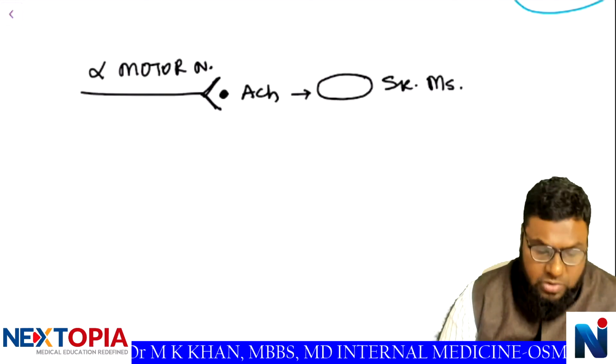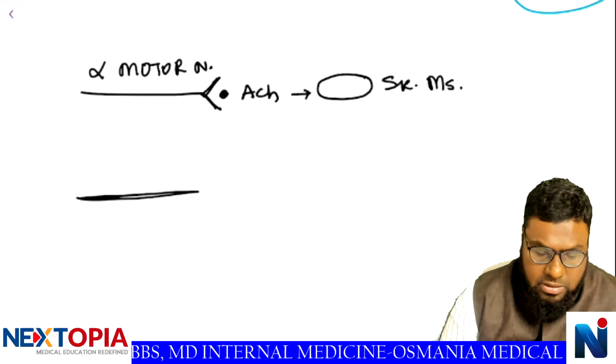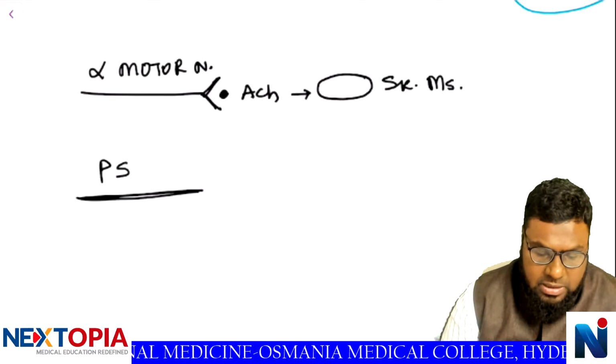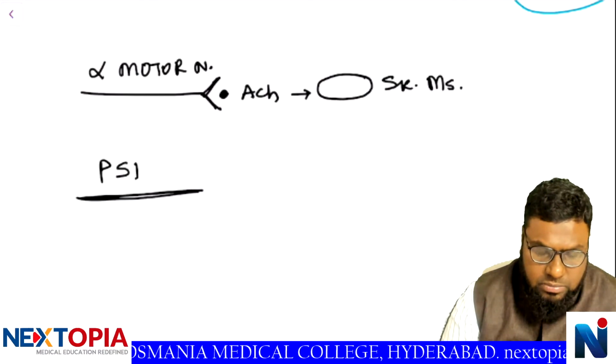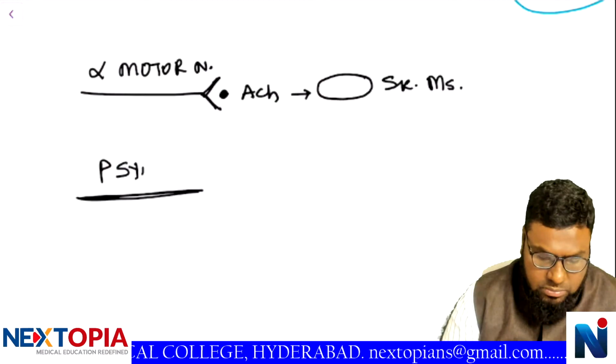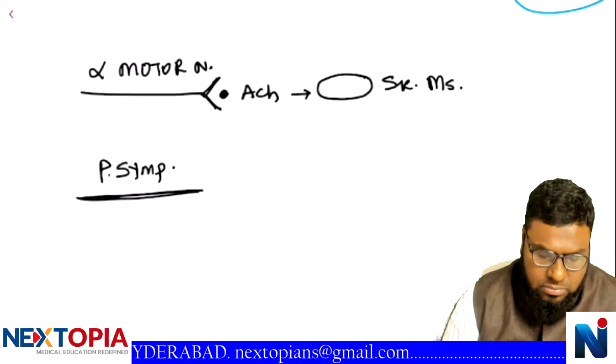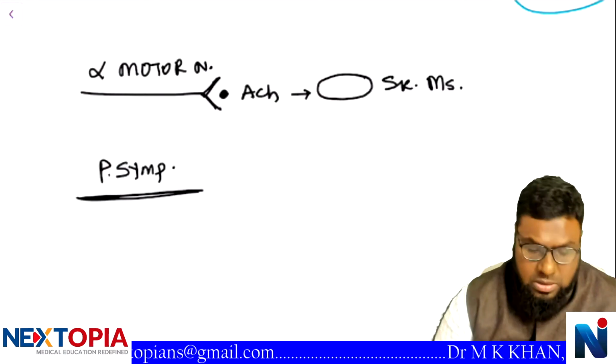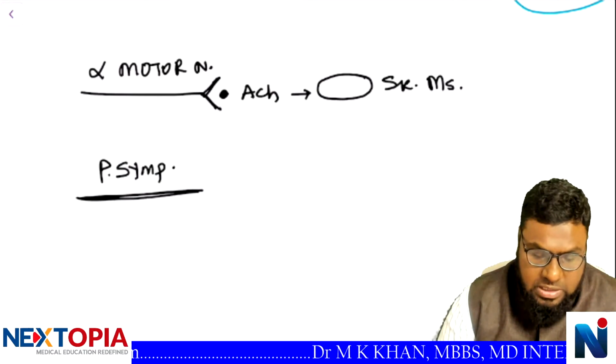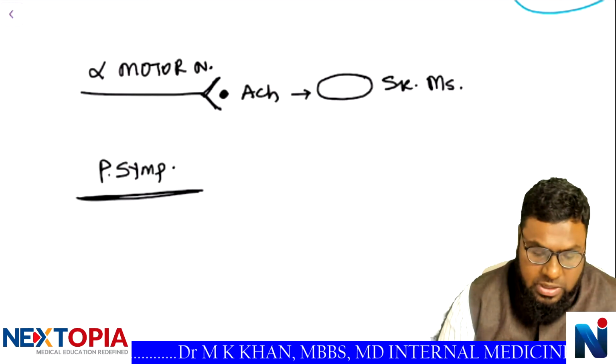All right. If you talk about the parasympathetic, suppose this is a parasympathetic neuron. So we have, suppose this is a preganglionic.